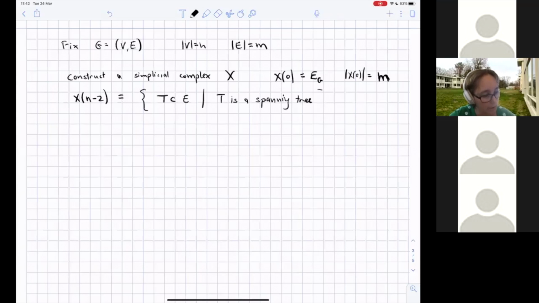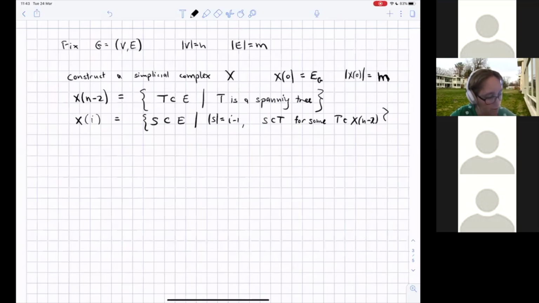So for each spanning tree, it's a set of edges. We will put this subset in our simplicial complex, and then we will do a downwards closure. So for other layer I, it's just all the sets S of E, such that S has size I+1, and S is contained in T for some T in X n-2. Did I get it wrong? Yes, thank you. Okay. So we constructed the simplicial complex.